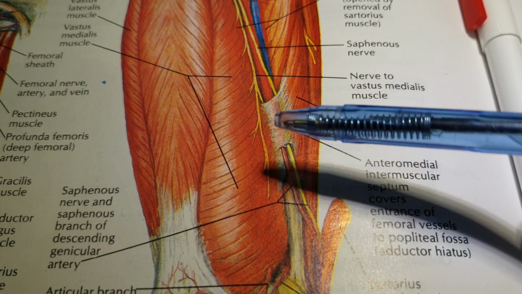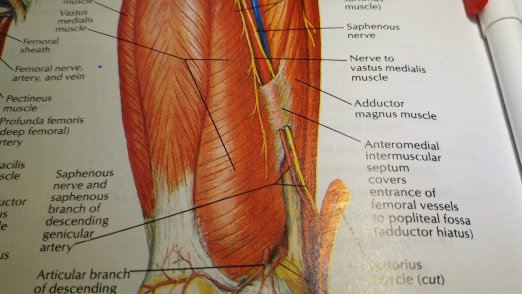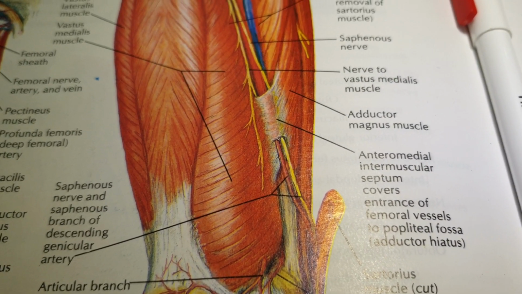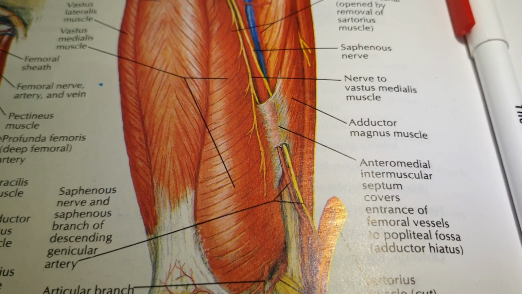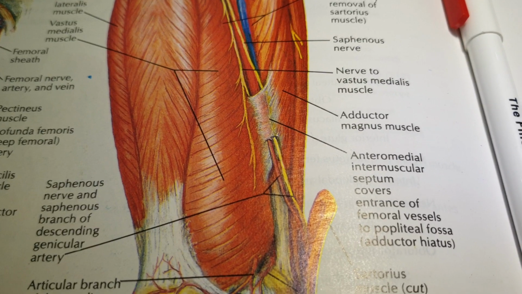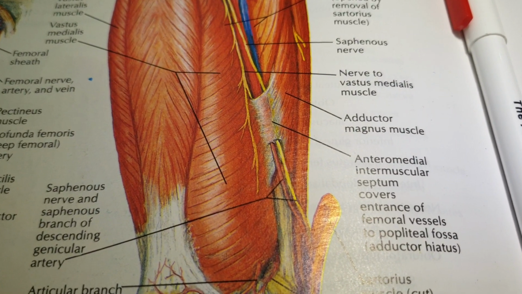As the femoral artery reaches the lower limit of the adductor canal, it finds an opening in the lower part of adductor magnus, which is called the hiatus magnus, and after passing through the hiatus magnus, the artery emerges on the back of the thigh in the popliteal fossa.